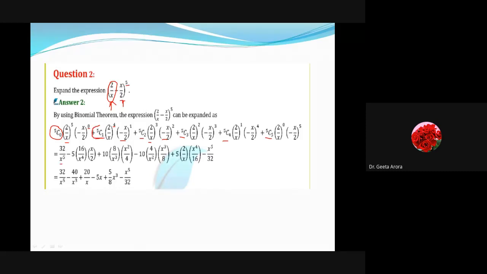nC1, as we have done, nC1 is n, meaning here we have 5. Then 2 raised to power 4 by x^4 is 16 by x^4. And this negative x by 2 is giving the sign here, and it's x by 2, which is simplified. x will cancel out this 4, 2 will cancel out this 8 times, and it will give me 8 by x cube into this 5, meaning minus 40 by x cube. So this is how we are getting the calculation.